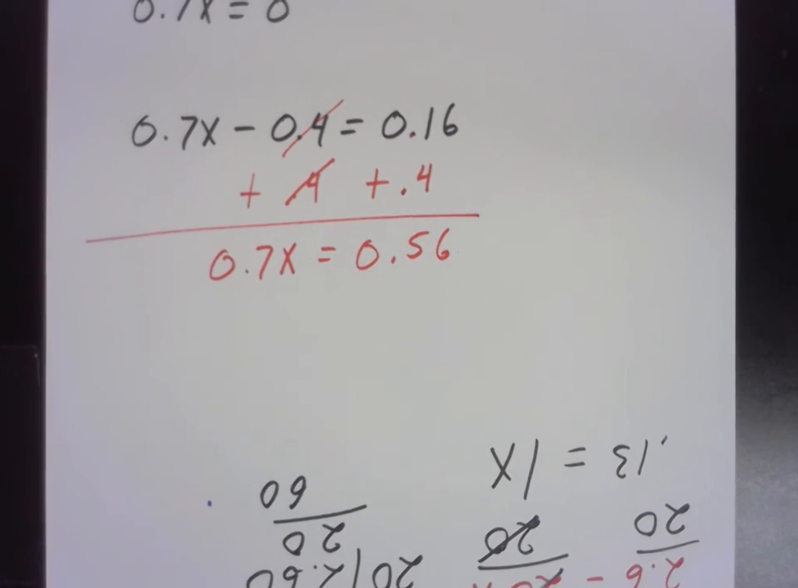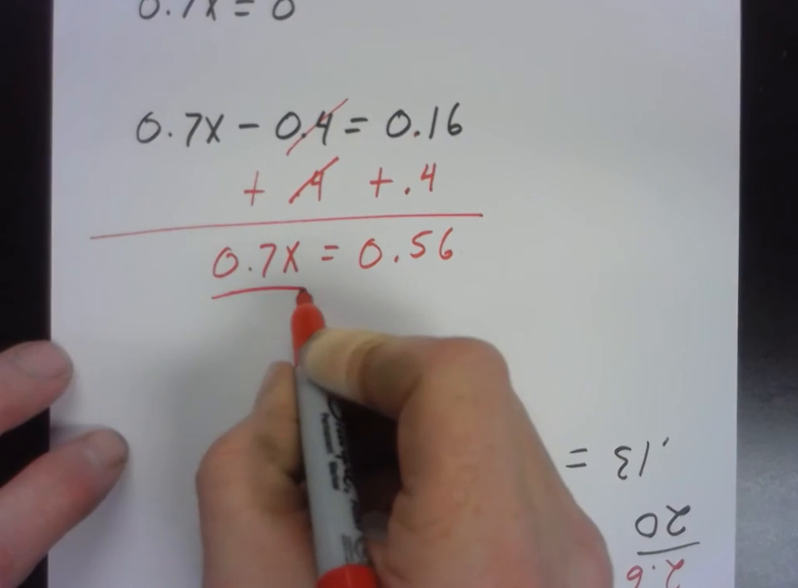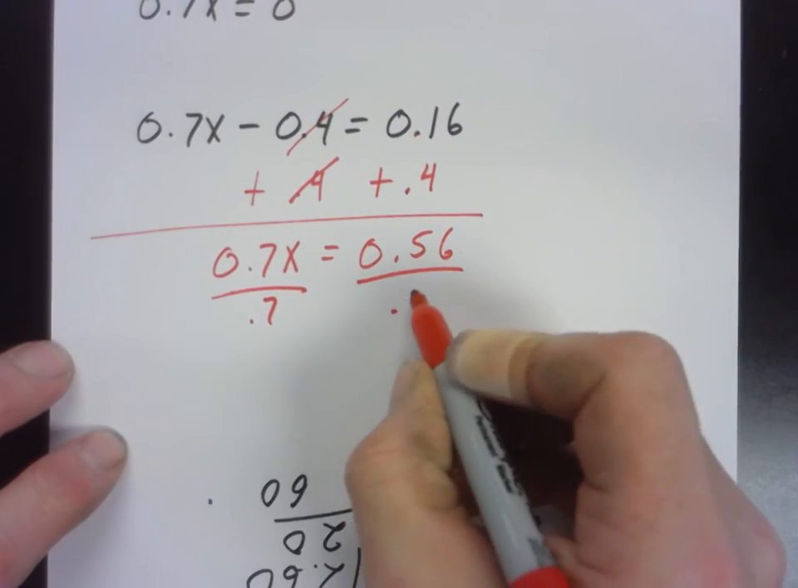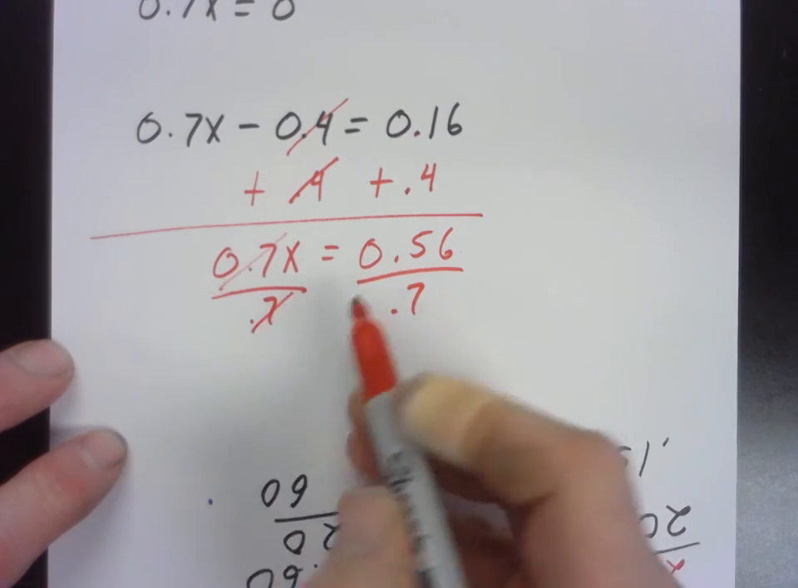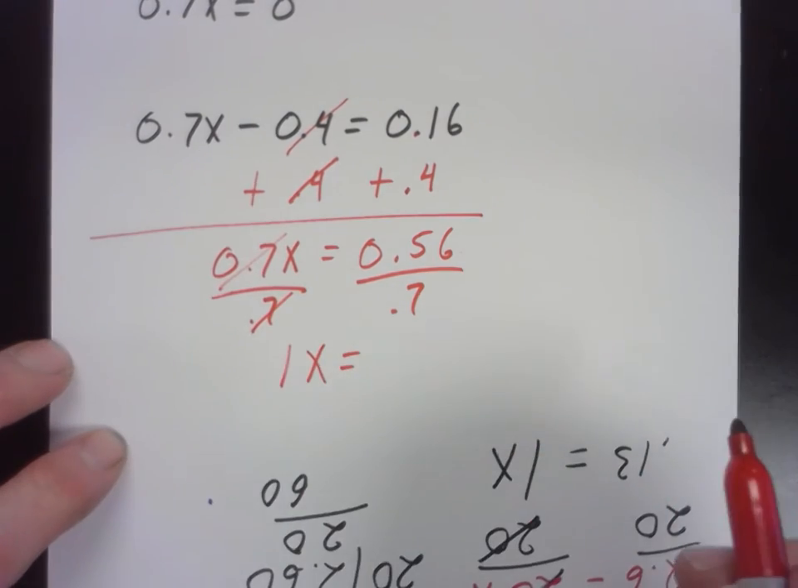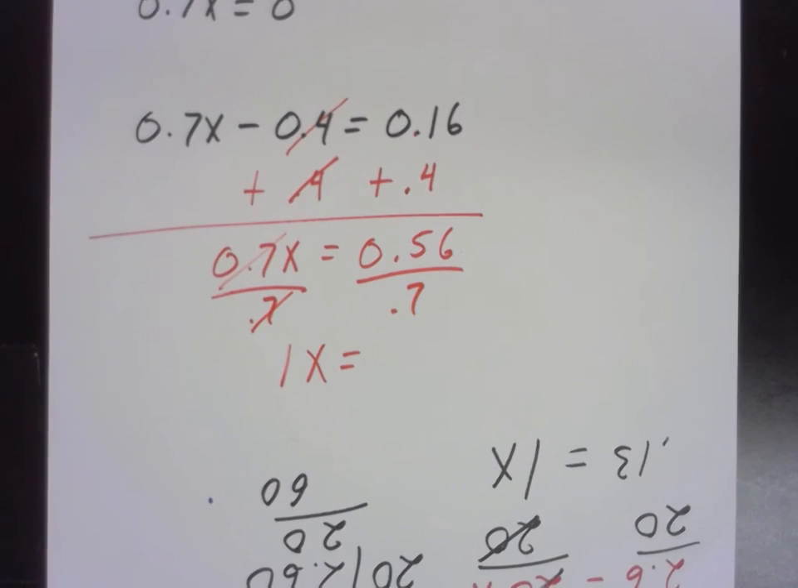Tommy, what do you want to do now? Divide by 0.7. Okay, so we divide by 0.7. Does this give us 1? Reagan says yes. 1x. Now I know 56 divided by 7 is 8. The question now is 0.8, is it 0.08? Where's the decimal? 0.8?